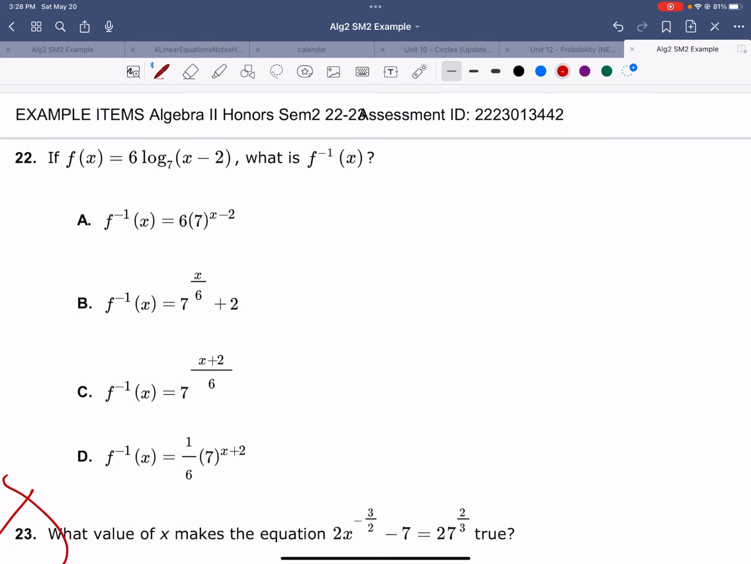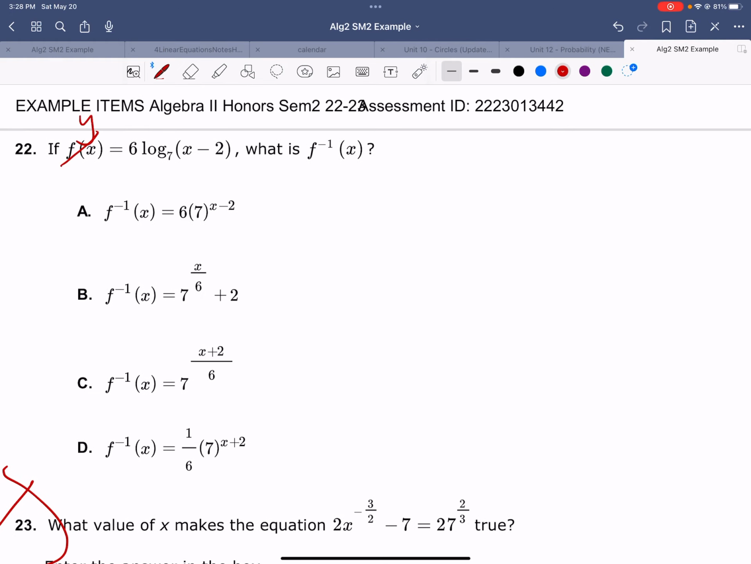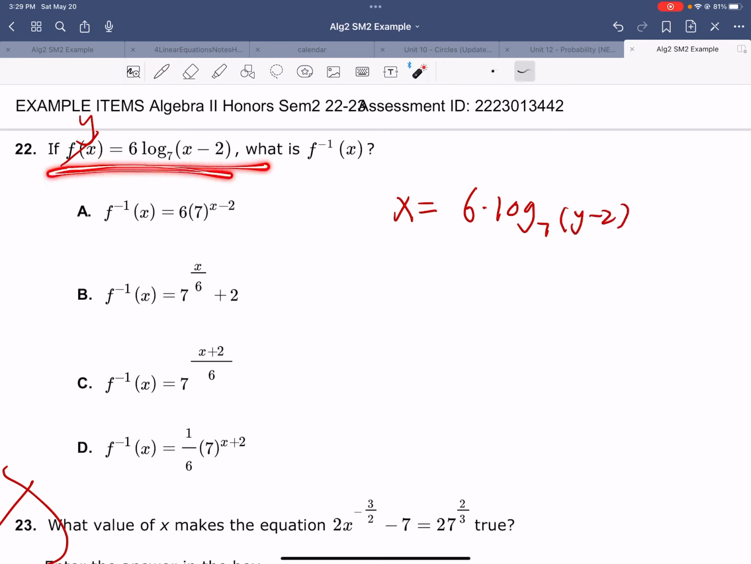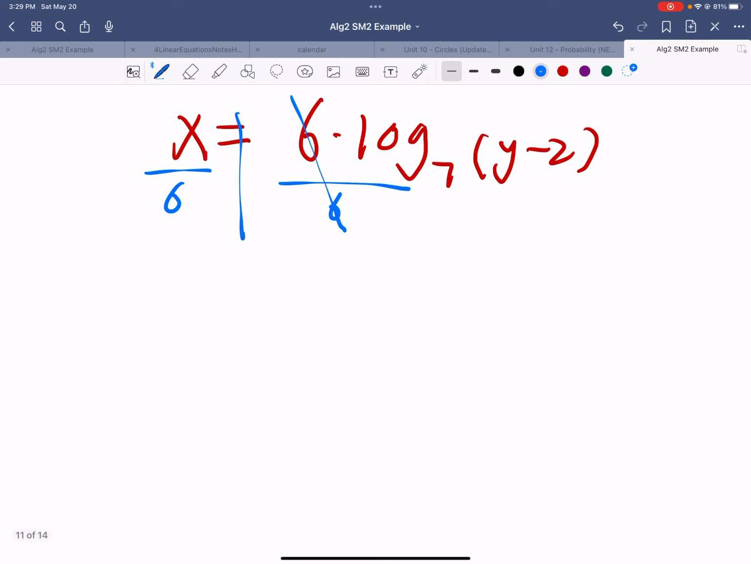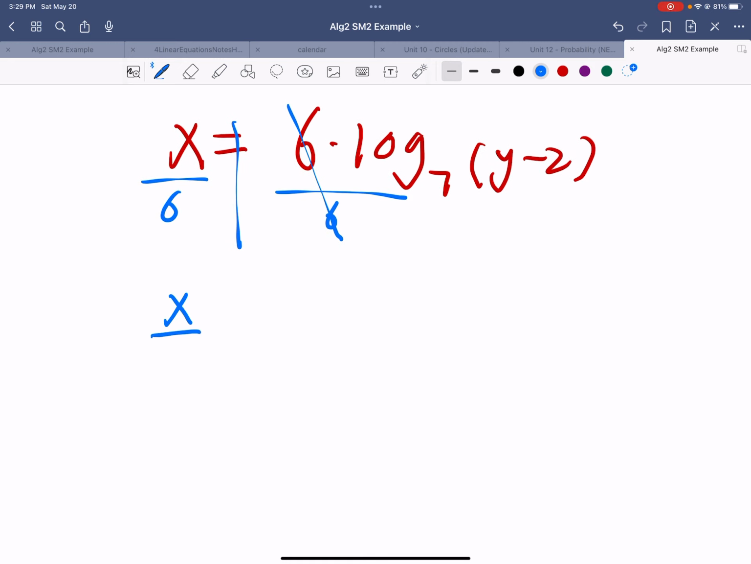Number 22. What about this one? So again, same thing, you switch x and y. So it's going to be x equals 6 times log base 7 of y minus 2. So I just copied this one, but I just switched x and y, okay? Now let's solve for y. Always plus minus first, but do you see any plus minus at the end? Nothing. And then you skip that and do multiply, divide. There's a 6, so how can I get rid of this 6? Divide by 6. If it is a fraction, you multiply by the bottom number, okay?